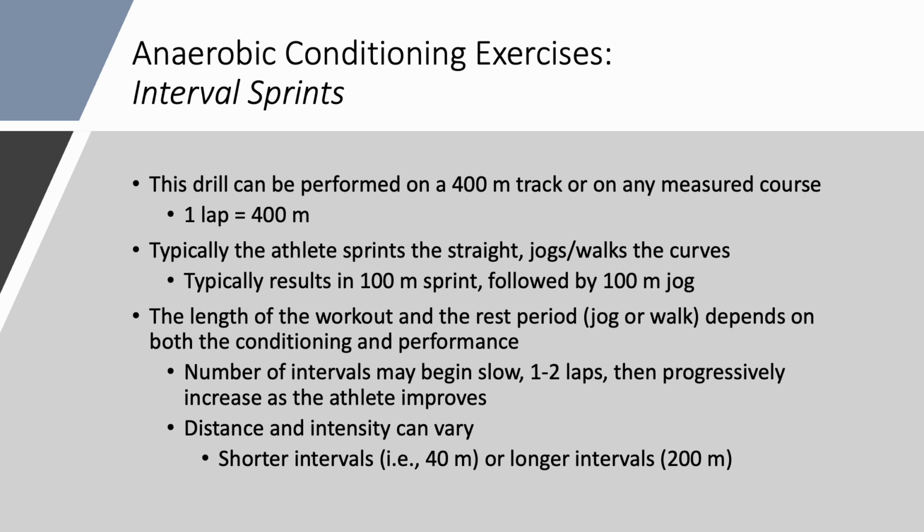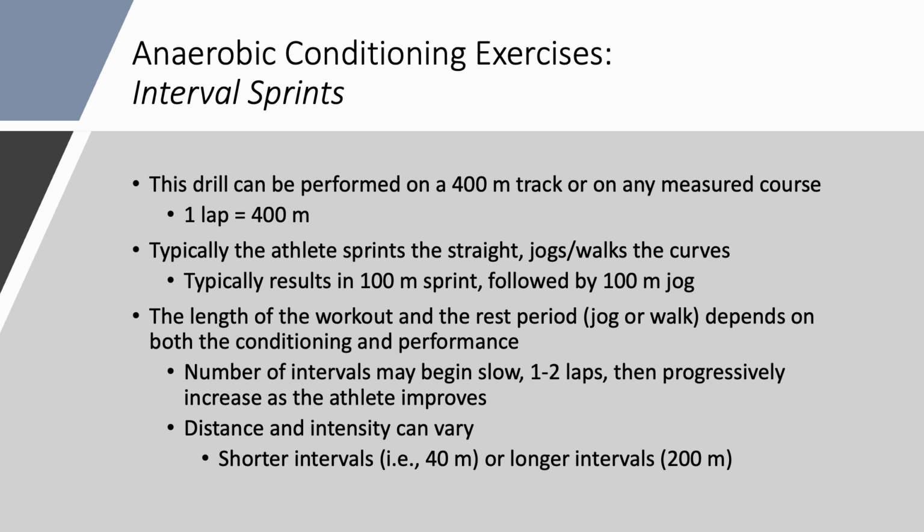This is an excellent way to improve conditioning for developing anaerobic capacity. So this drill can be performed on a 400-meter track or any measured course that you may have. For instance, a lap equals 400 meters. Typically, the athlete sprints the straightaways and jogs or even walks the curves. Therefore, it's going to result in a 100-meter sprint followed by a 100-meter jog.